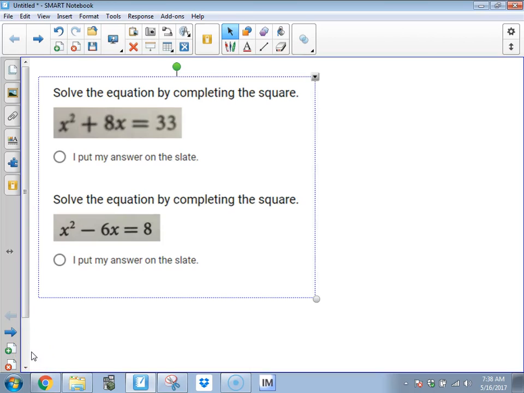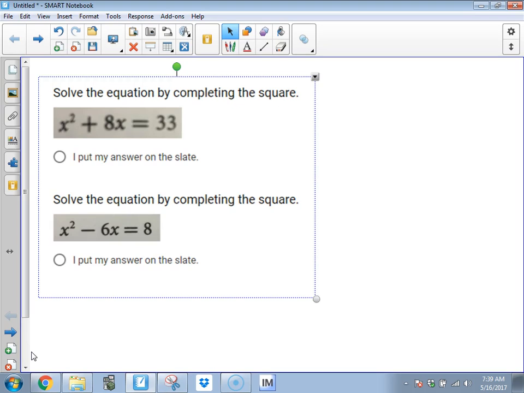All right, so first off, what you're going to want to do in your notebook is put down these original problems. Both problems come from objective 22.2a. So let's go through this.